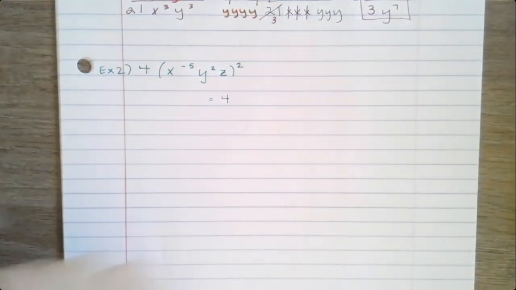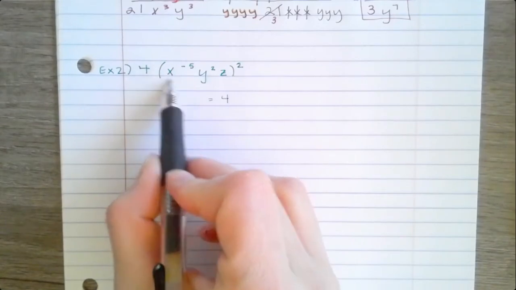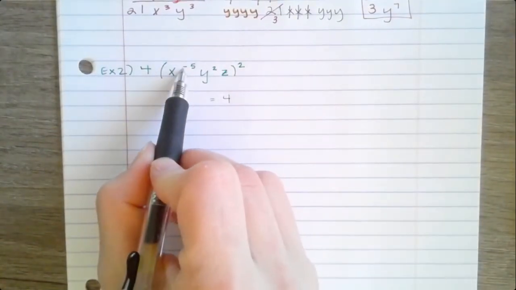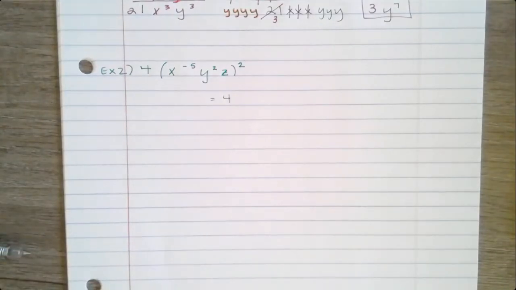That 4 stays there. Then I'm going to take all of this and write it out twice. Write it out twice like that. But this negative exponent is causing an issue. What am I going to do?